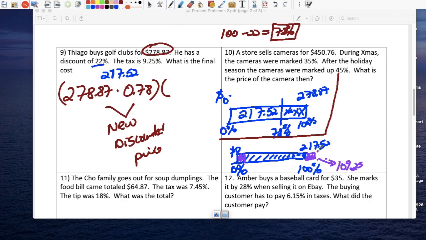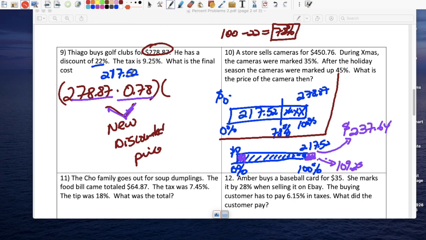So your 100% is no longer 100% because we added 9.25%, so it becomes actually 109.25. And that new number here, right? What is 109.25 of 217.52 is what you have to end up calculating. So you end up multiplying 217.52 times 1.0925, and you get 237.64.